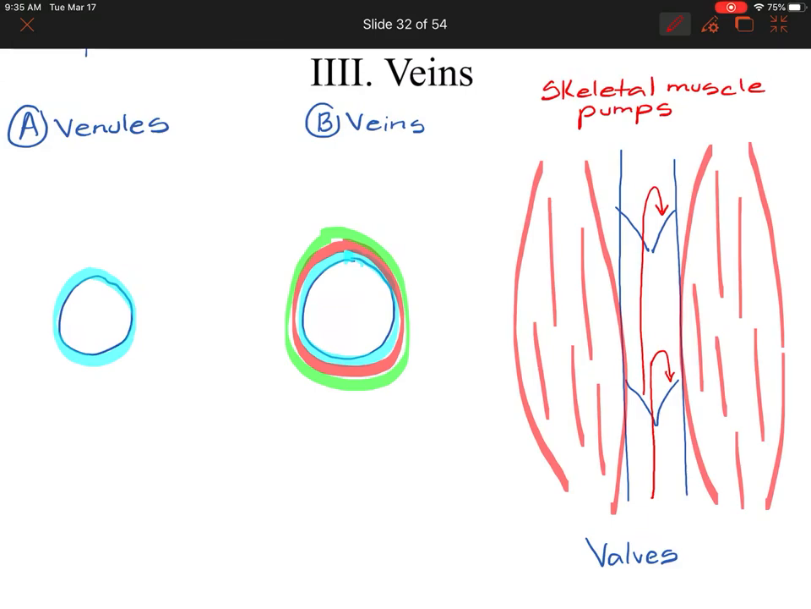Okay, so those are the last two differences between veins and arteries. Veins have skeletal muscle pumps and valves. Arteries do not.